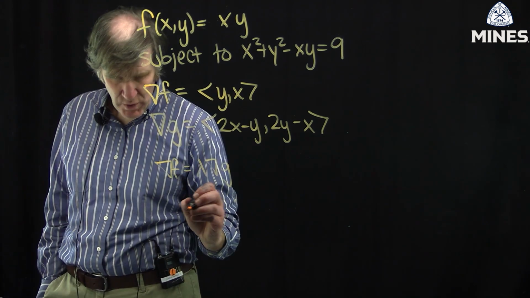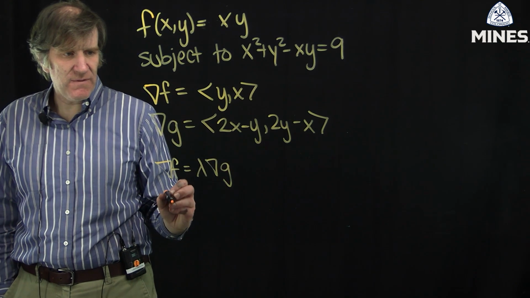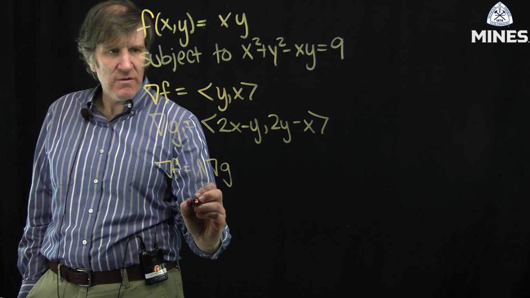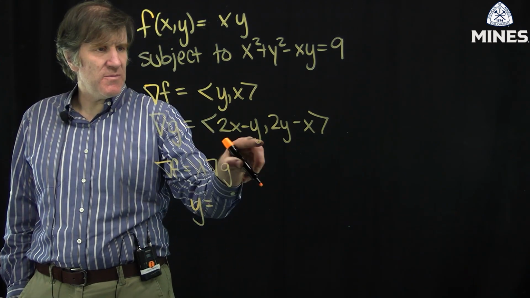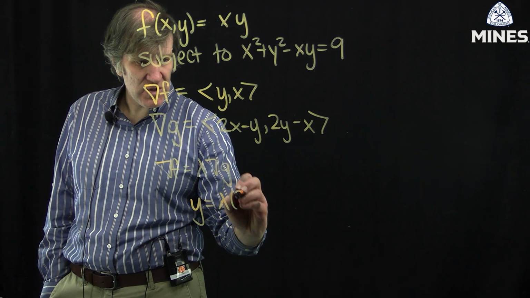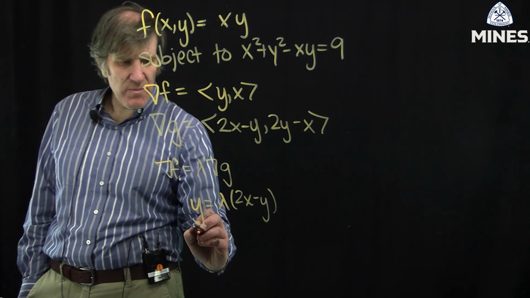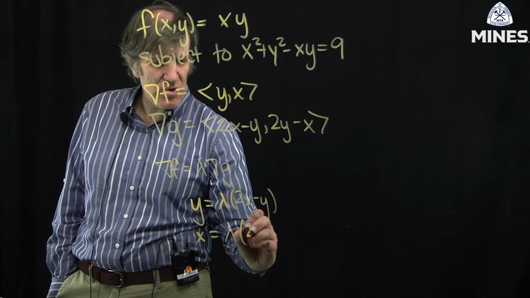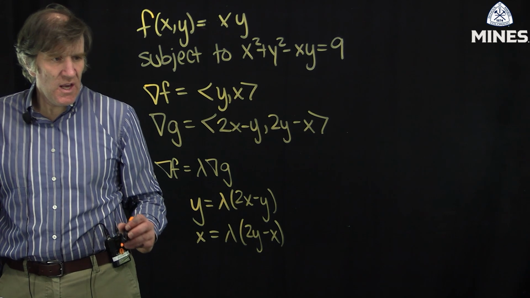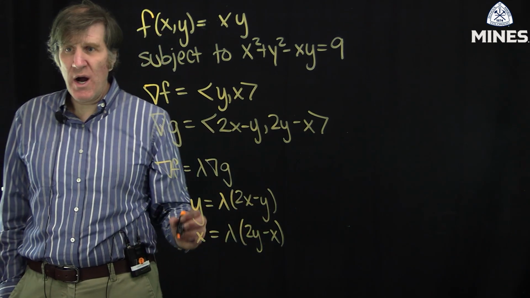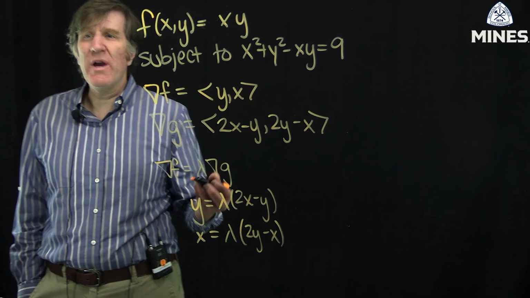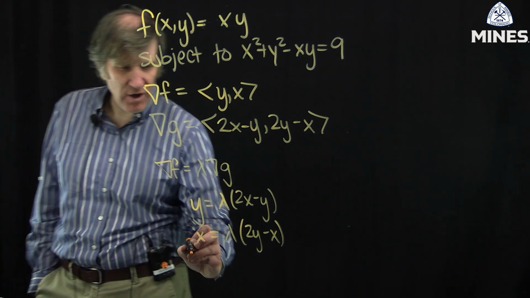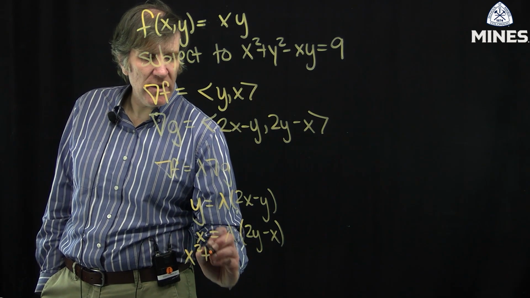along the constraint curve. So what that actually looks like, grad f equals lambda times grad g, we look at it component by component. So the x component for grad f is y, and lambda times the x component here is lambda times 2x minus y. The y component is x, and the y component of this equation is lambda times 2y minus x. And we have three unknowns in here, x, y, and lambda. And we need a third equation to be able to deal with the three unknowns that we have. So the third equation that we always use is the constraint curve itself. We need the points to lie on the constraint.